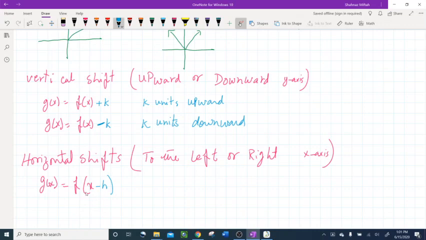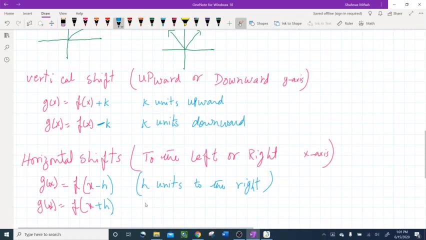But with this one, when you have a function and something within the parentheses that makes it go left or right, then you have a minus. This minus means minus h, which means h units to the right. You see, I'm going opposite. If it's minus, then I would expect to say left, but in this case, you go to the right. Now let's see, g of x equals f of x plus h. It means h units to the left. If it's positive in this case, then it's going left.